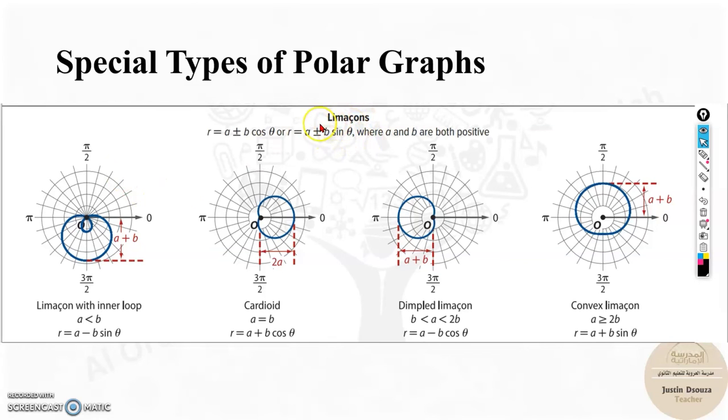Now over here there are four types of graphs, but one is also the cardioid. We have done problems based on this. Whenever the a and b values are the same, it should be plus. The a and b values must be the same. It can be cos or sine, and it can be plus or minus. Based on the equation, you must know whether it is the inner loop limaçon, dimpled limaçon or convex limaçon. So you must be thorough with this equation and the type of graph.